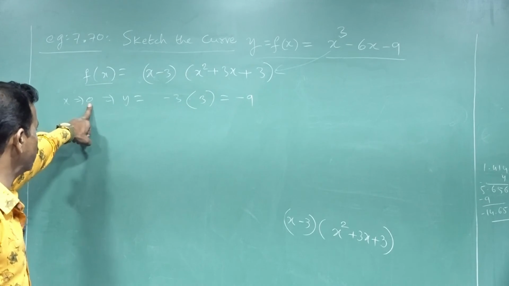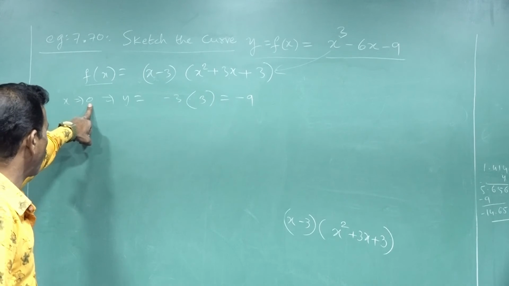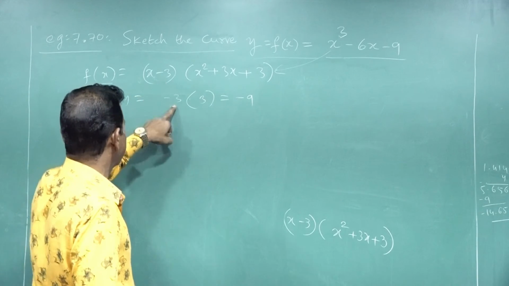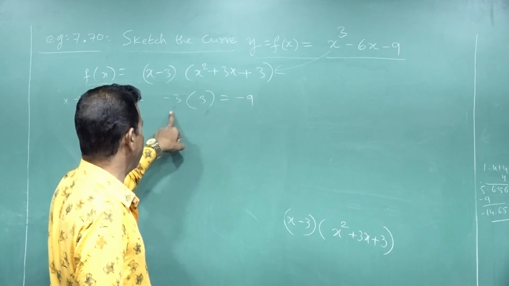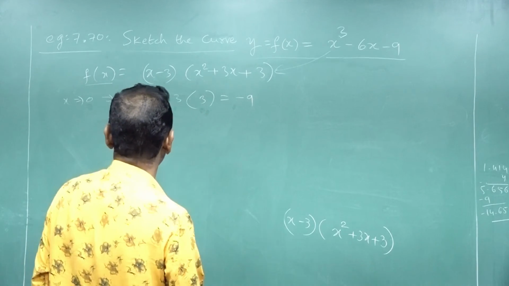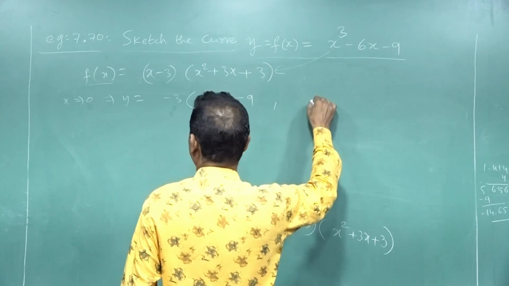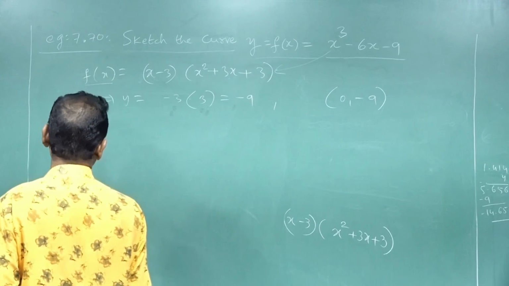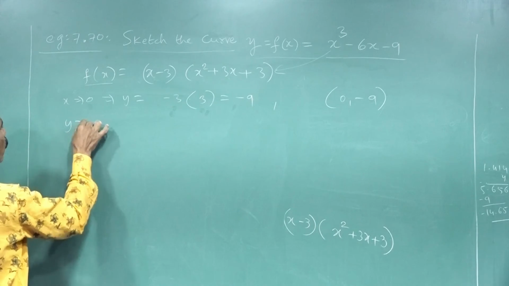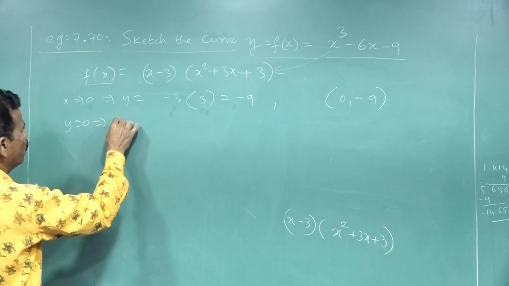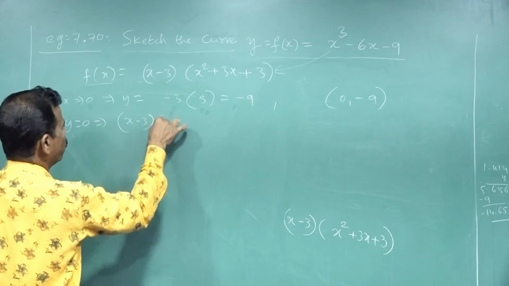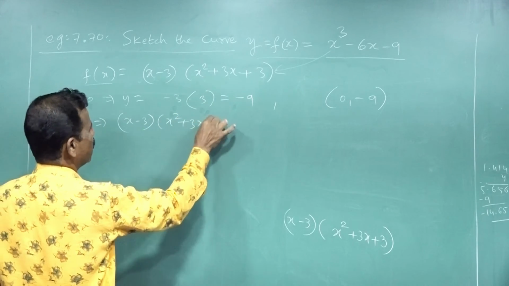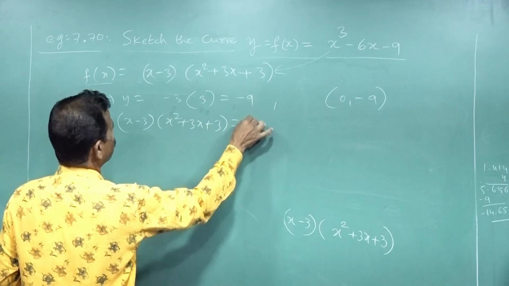Once again we check x is equal to 0. Minus 3, 0, 0 plus 3. Minus 3 into plus 3, minus 9. So one intercept is 0 comma minus 9. Put y is equal to 0. Then x minus 3 into x square plus 3x plus 3 is equal to 0.